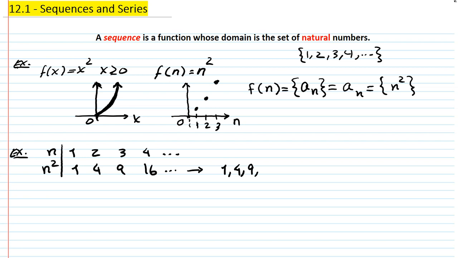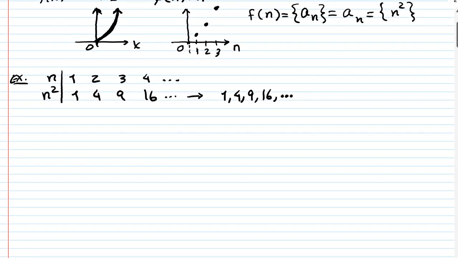1, 4, 9, 16, and so on, right? So this is what the sequence is. And the sequence is going to be what we call an infinite sequence, because again, the set of natural numbers is an infinite set.